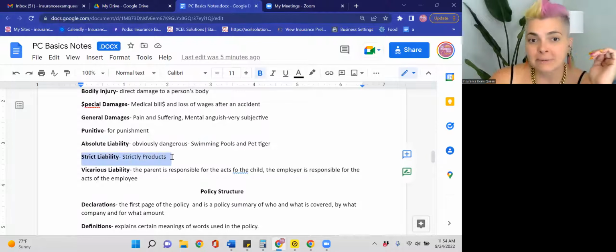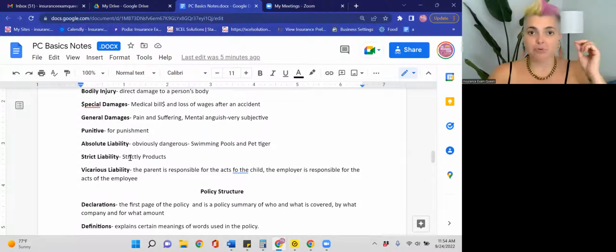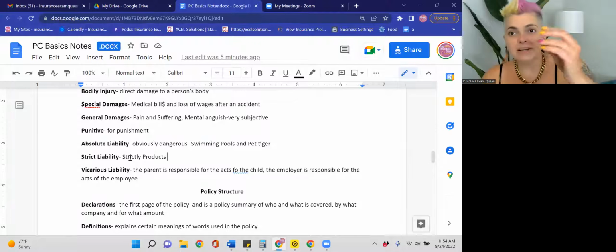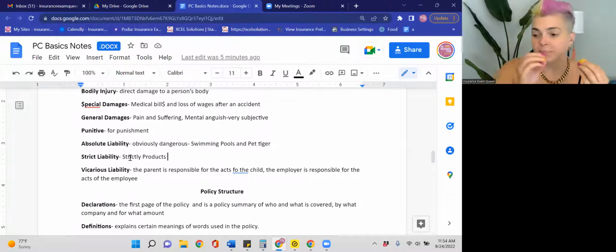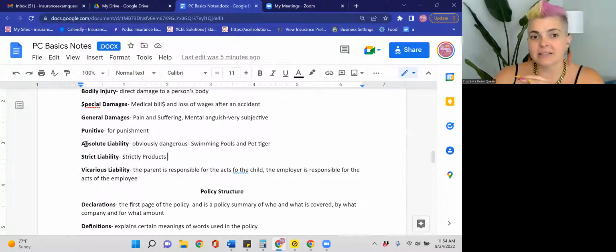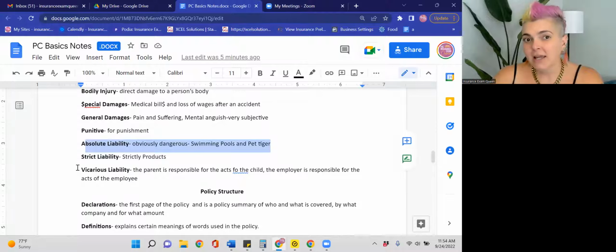All right, strict liability. Strict liability is about a product. So if I buy a cell phone from you, let's say you're a manufacturing company, and it explodes in my hand, that's strict liability. Strict liability is strictly product. If the product causes damage to the person who bought it, strict liability. They usually bring this one up about tires. On the state exam, they'll say the tire company made tires that were faulty. What type of liability is this? Strict liability.